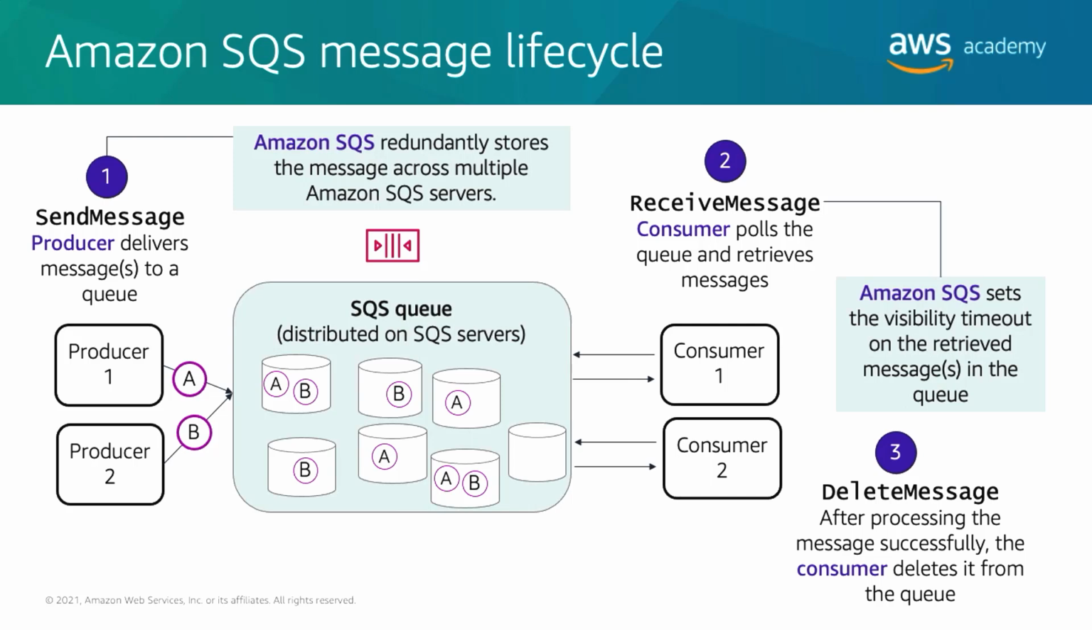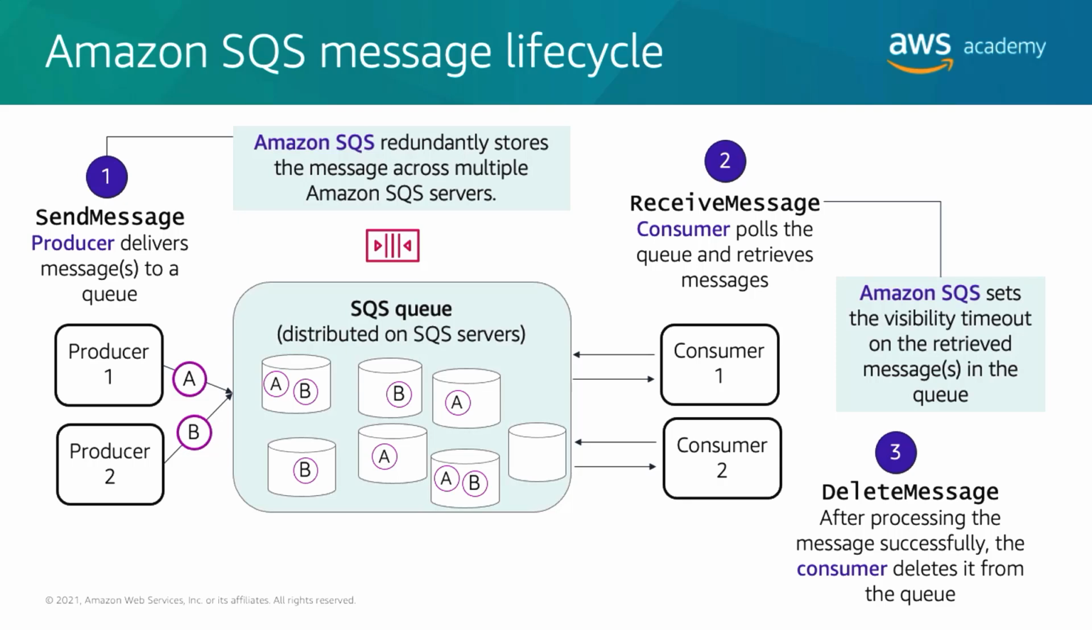Then, the consumer processes the message and then deletes it from the queue during the visibility timeout period. Note that if the message is not processed and deleted from the queue before the visibility timeout period expires, another consumer might pick up and process the same message.